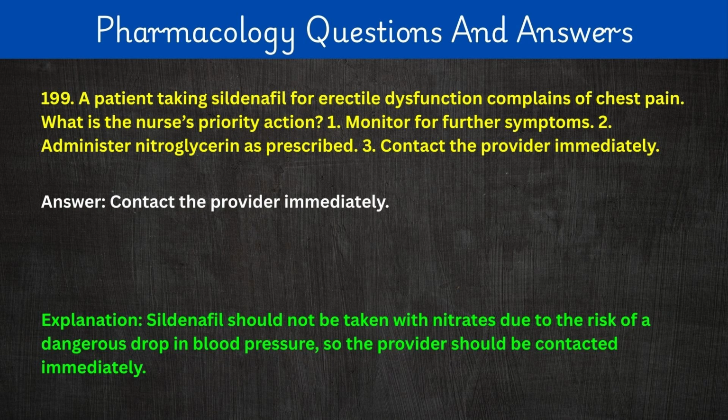199. A patient taking sildenafil for erectile dysfunction complains of chest pain. What is the nurse's priority action? 1. Monitor for further symptoms. 2. Administer nitroglycerin as prescribed. 3. Contact the provider immediately. Answer: contact the provider immediately. Explanation: sildenafil should not be taken with nitrates due to the risk of a dangerous drop in blood pressure, so the provider should be contacted immediately.